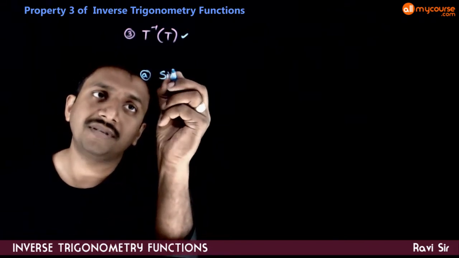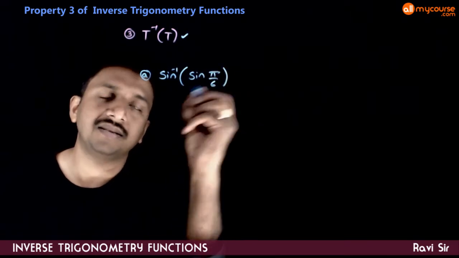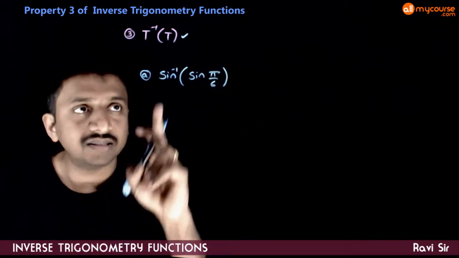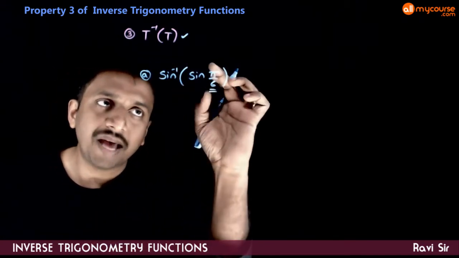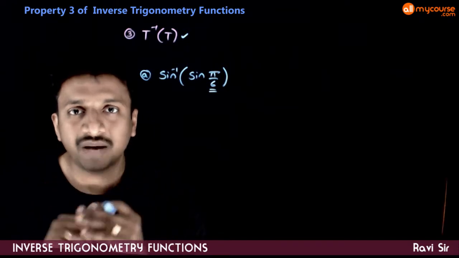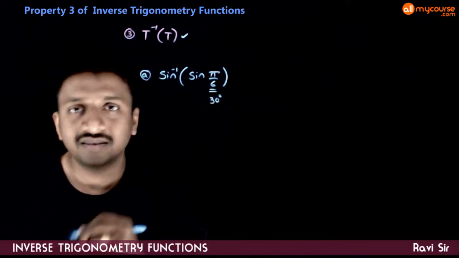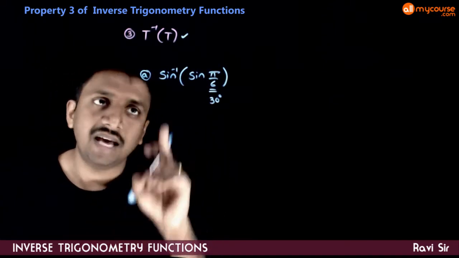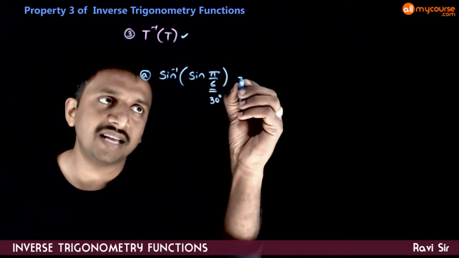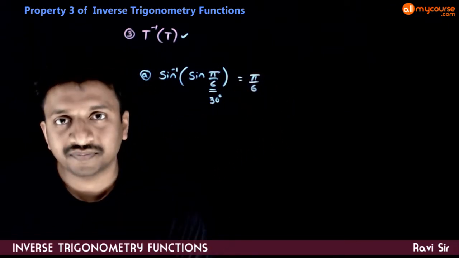So if you have sine inverse of sine pi by 6, this pi by 6 lies between minus pi by 2 and plus pi by 2, because pi by 6 is 30 degrees. 30 degrees lies between minus 90 and plus 90. Hence, sine inverse and sine get cancelled. So you get the answer as pi by 6.